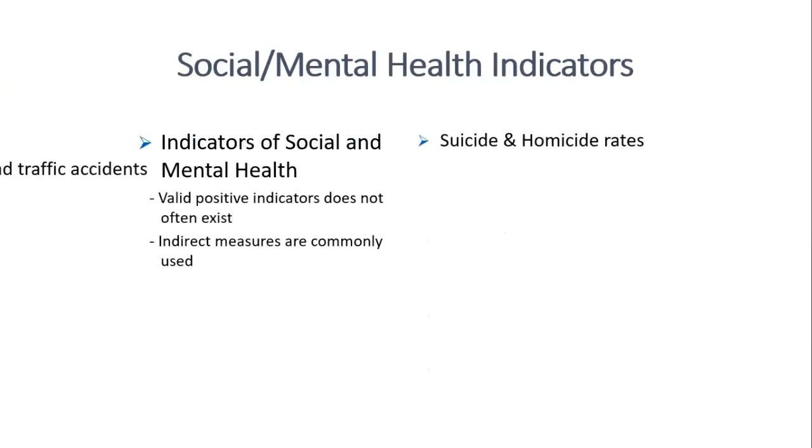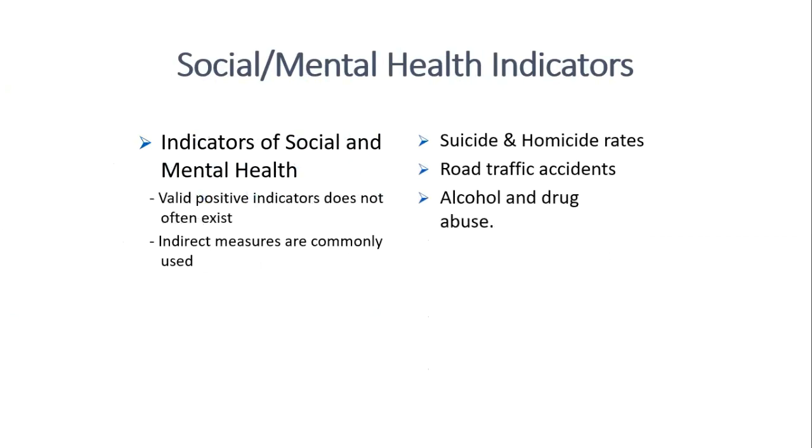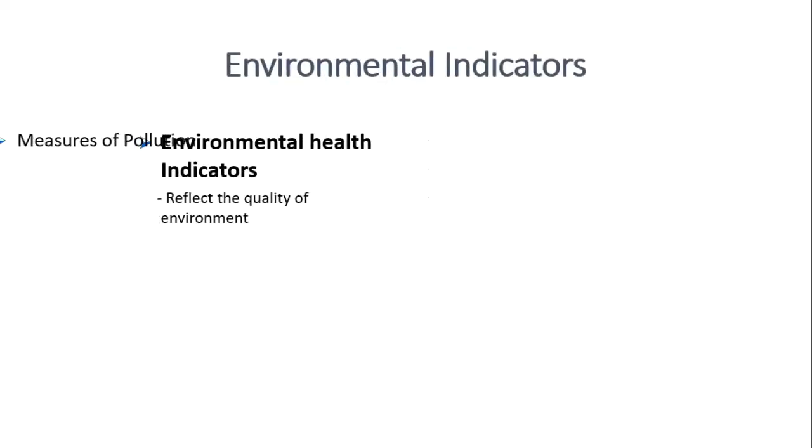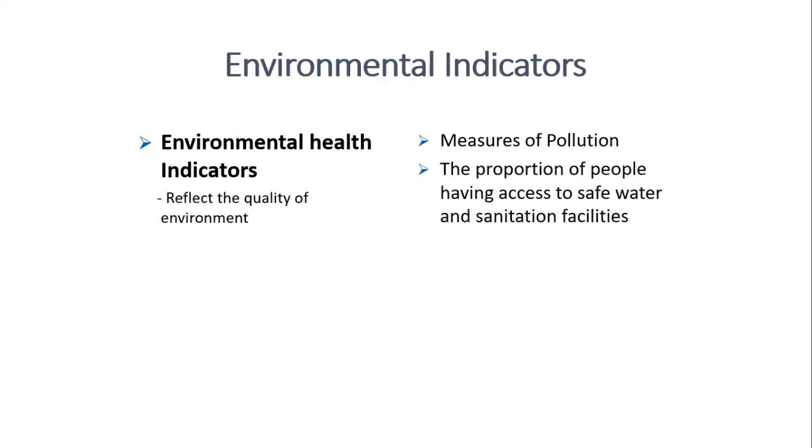Now, social and mental health indicators. You can go through all these things; I have already discussed them. Suicide, homicide, road traffic accidents, alcohol and drug abuse cases are proxy indicators for social and mental health problems. Population pollution indicators are proxy indicators for environmental indicators. Access to safe water and sanitation, these are WASH indicators which are used as environmental indicators.